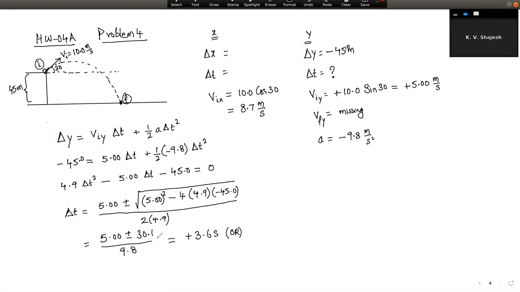And you can also have a negative, right? So that's 30.1 minus 5, which is 25.1, and I subtract it. So 25.1 divided by 9.8. That's minus 2.6.